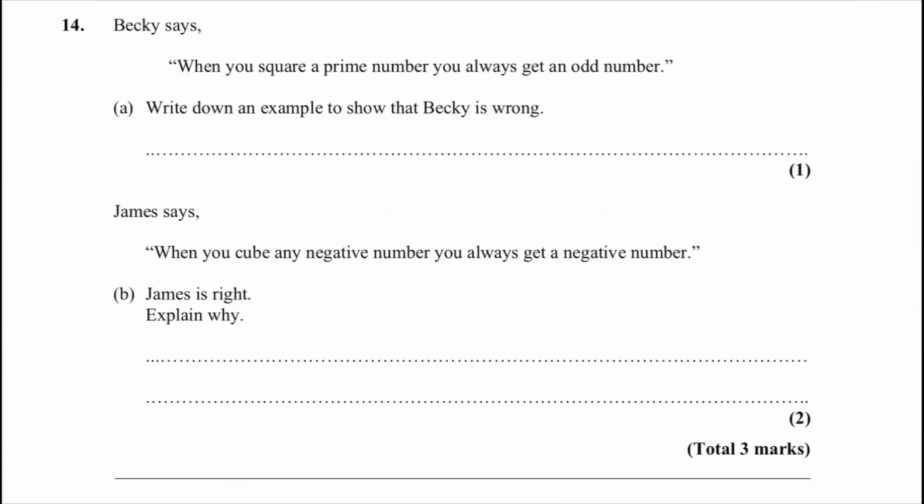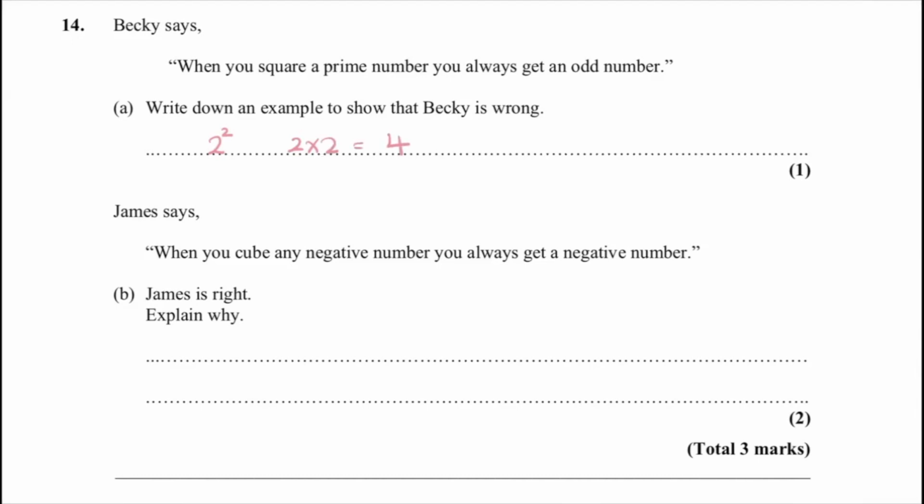Becky says when you square a prime number, you always get an odd number. You've got to write an example to show this is wrong. So there is an example out there. Probably the easiest way to do it is to start with 1 and work your way through until you find it with your calculator. You may know straight away that it would be the 2 because that's our even number, and 2 times 2 is 4, and that shows nice and clearly.